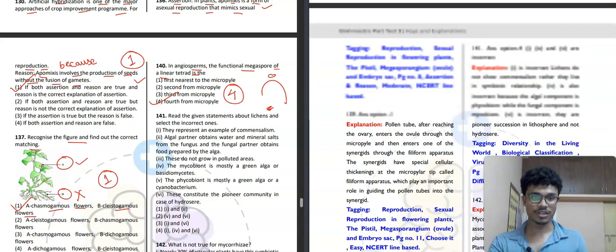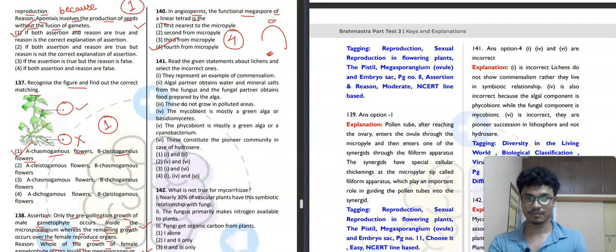Now moving towards question 141. So read the given statements about lichens and select the incorrect ones. Okay, incorrect ones we need to identify. So it is saying they represent the example of commensalism. No, it does not represent commensalism. They represent mutualism, basically, where both the organisms get benefited. It is basically a symbiotic relationship.